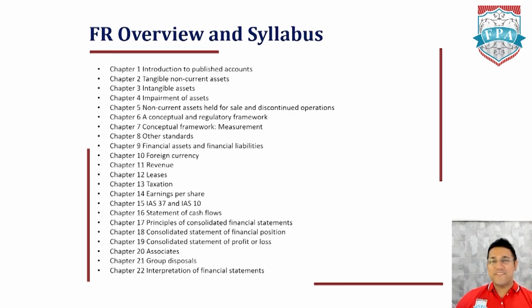Then IS 37, IS 10. Sorry, I mentioned IS 10 another standard, but actually IS 10 is here. Now, IS 37 is provisions. How do you record provision? Can you just record provision for anything and everything?